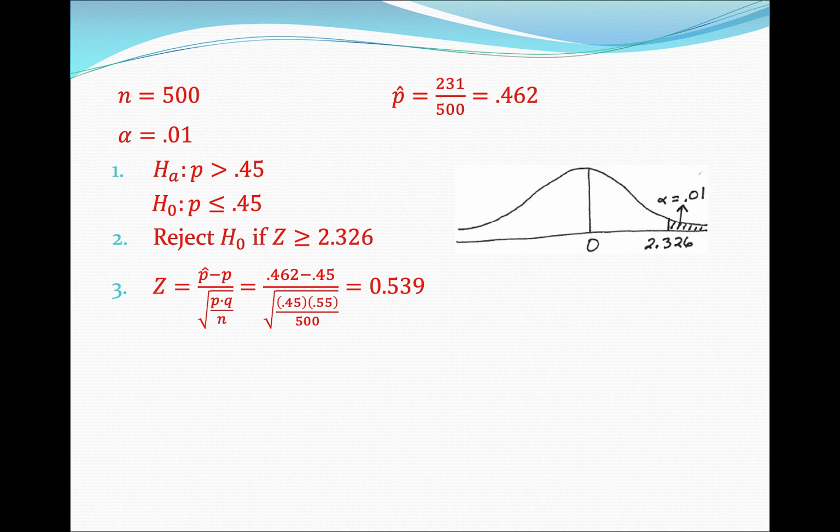Q, you have to remember that q and p are always complements of each other. P is the proportion. Q is the complement of the proportion. That's the way it always works. Actually, the variance of a proportion is p times q. So that's where that p times q comes from. Then we plug in n of 500, and we crank through the math there, we get a test statistic here of 0.539.